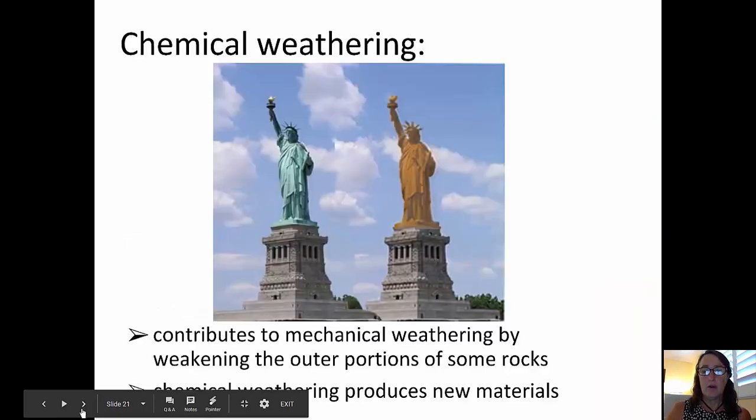Moving on to chemical weathering. Chemical weathering contributes back to mechanical weathering by weakening some of those outer portions of some rocks. And chemical weathering also produces new materials. And here you can see an example of the Statue of Liberty today, with its beautiful green patina on the copper and an artist's rendition on the right side of how it might have looked before that oxidation had occurred.